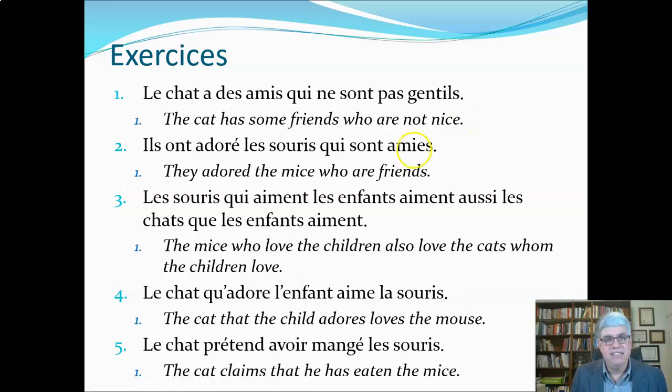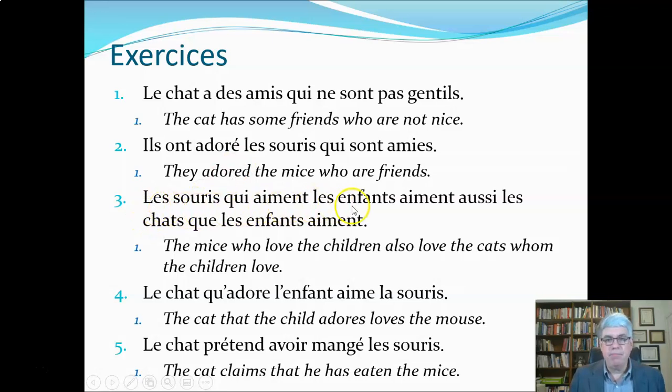Don't we all? Next sentence. Ils ont adoré les souris qui sont amies. So here, they have loved, or they adored. We can use adoré, translate as adore. They adored the mice. Then we've got qui, who are friends. So they love the mice who are friends. So that sounds pretty good. Now notice how ami has an E and an S because it's describing mice, which are plural and feminine.